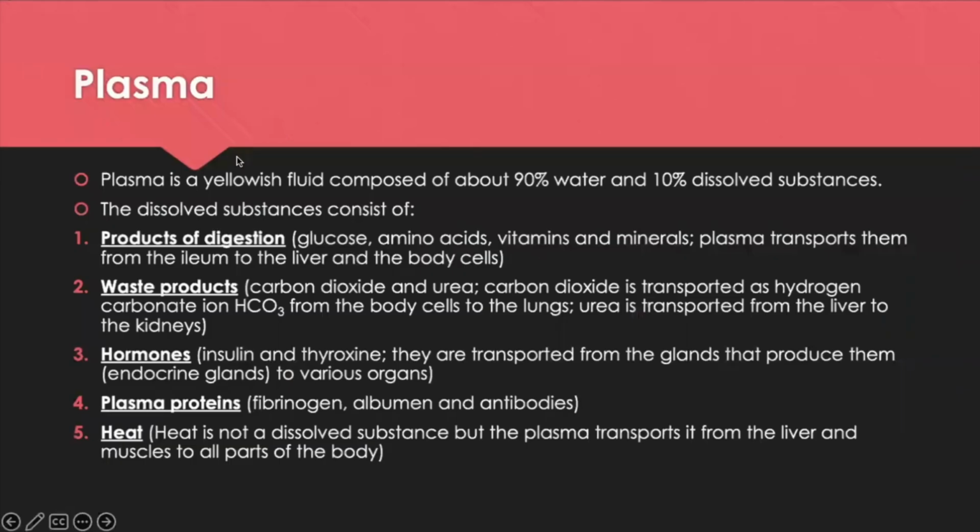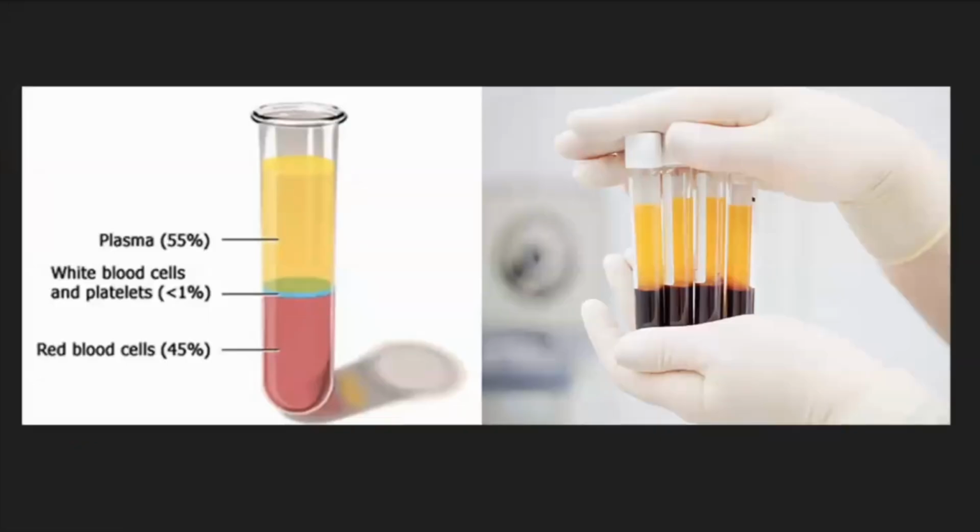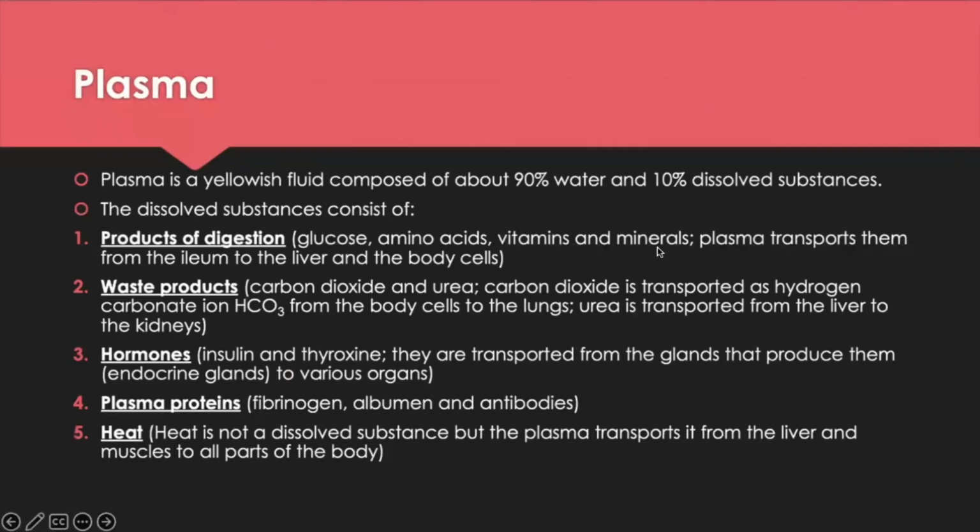Now, plasma is yellowish, and you saw the yellow color here, right? Here in the artistic work as well as the real life picture. So plasma is a yellowish fluid composed of about 90% water and 10% dissolved substances. The dissolved substances in plasma consist of the following.